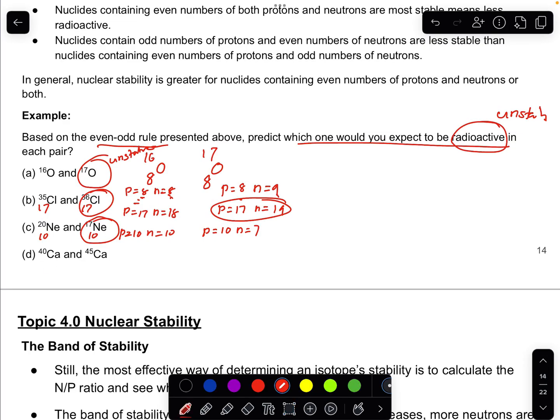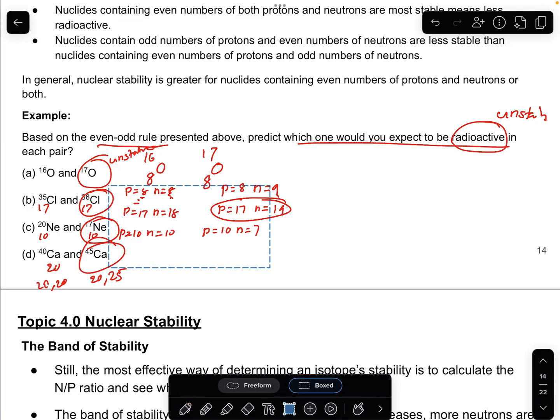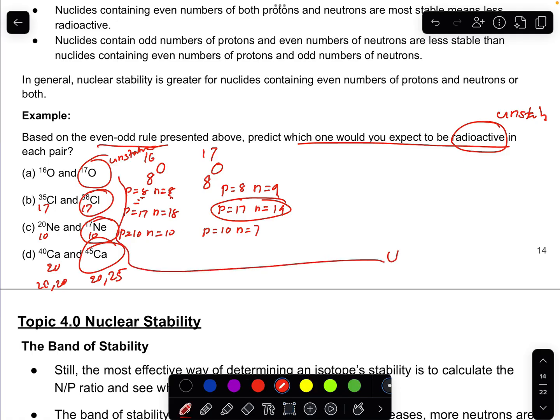Then calcium, calcium is 20, 40. So 20 protons and 20 neutrons. This other one has 20 protons and 25 neutrons. So this is the unstable one. So all of these are unstable. That means they are radioactive.